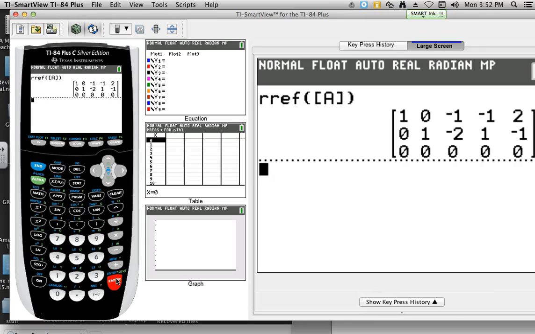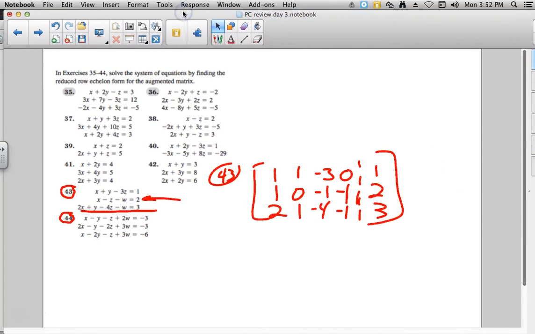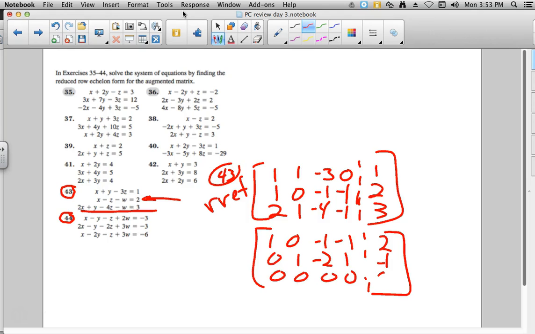And there it is, 1, 0, negative 1, negative 1, 2, 0, 1, negative 2, 1, negative 1, and zeros all the way across the last row. And that is supposed to tell us that something here has infinitely many solutions. So we did our little RREF on this, and we have 1, 0, negative 1, negative 1, 2. Then we have 0, 1, negative 2, 1, negative 1, 0, 0, 0, 0, 0.